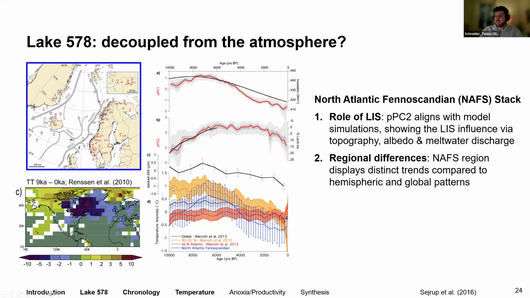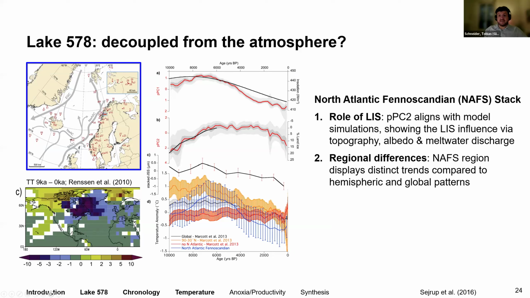So in yellow, we see again this Marcott reconstruction that we saw before, just plotted the other way around. And in black, here is a reconstruction that incorporates the global multi-proxy temperature. And in blue, most interesting, is now the North Atlantic Fennoscandian stack. And what we see is that this warming trend is also delayed in the Fennoscandian stack compared to, for example, the Marcott reconstruction.